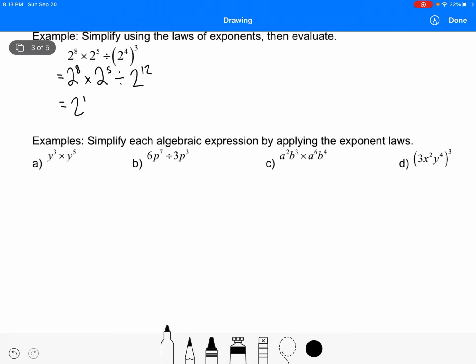This would be a 2-mark question, so you'd get 1 mark for this, and then 1 mark for saying this is equal to 2. Typically, it wouldn't be 2 to the 1, but you need to understand that.